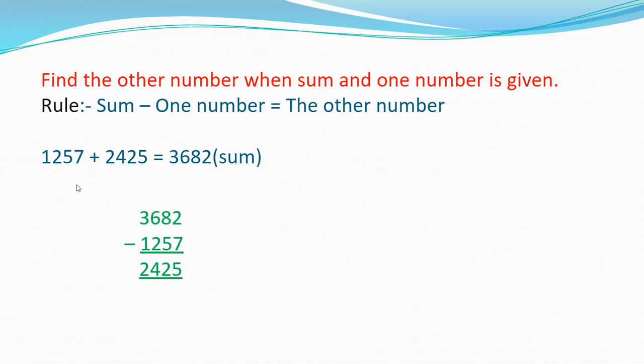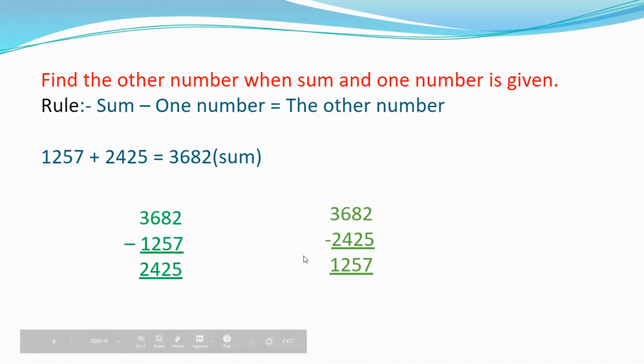And if you have to find out this number, what will you do? You will subtract this number from the sum. So sum minus 2,425, we will get the first number, 1257. I think now from this example, this property is clear to all of you, that when you have to find out one number, you can subtract the other number from the sum.